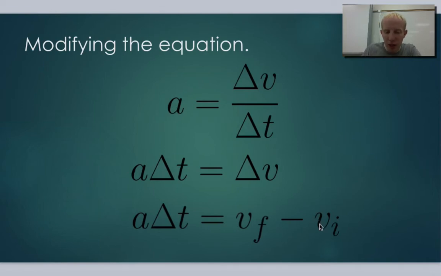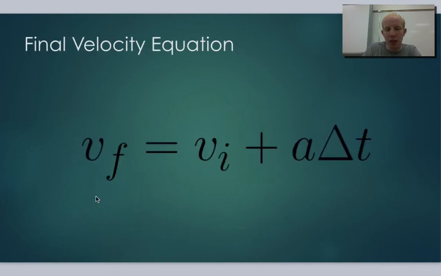So the last step, if we just add this initial velocity over to the other side, we get the equation written in terms of the final velocity. So the final velocity is equal to your initial velocity plus the acceleration times the change in time. And this is just a rewriting of that initial equation that we had, but this is such a common problem to find the final velocity that you'll see it written this way all the time.